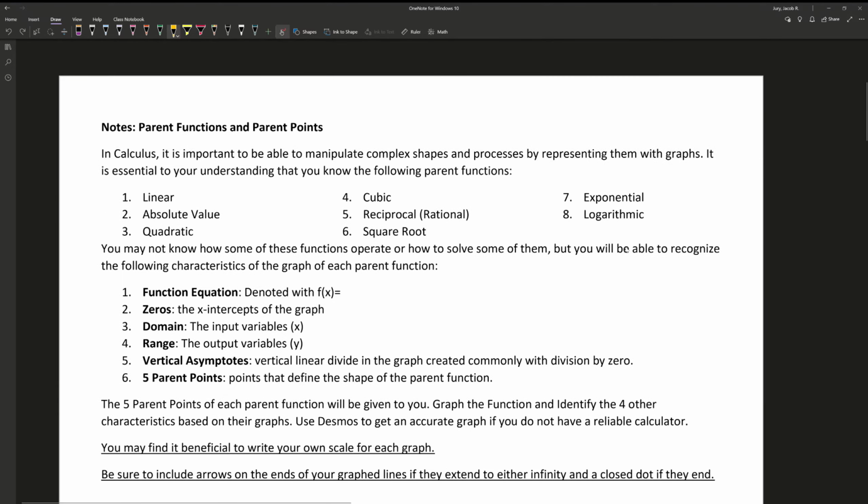I've attached a worksheet here, and I'm not going to go through this whole thing with you. In fact, I think you'll find it pretty easy to fill out. I did want to make sure that you know all these 8 functions: the function equations of them, the zeros, the domain, the range, the vertical asymptotes, and then 5 parent points for each of these 8 functions.